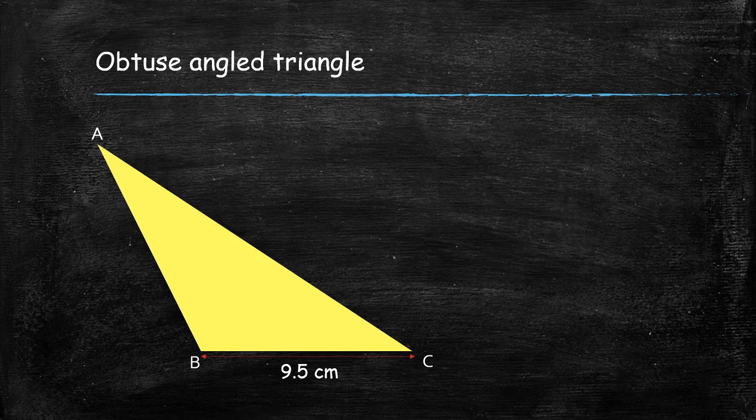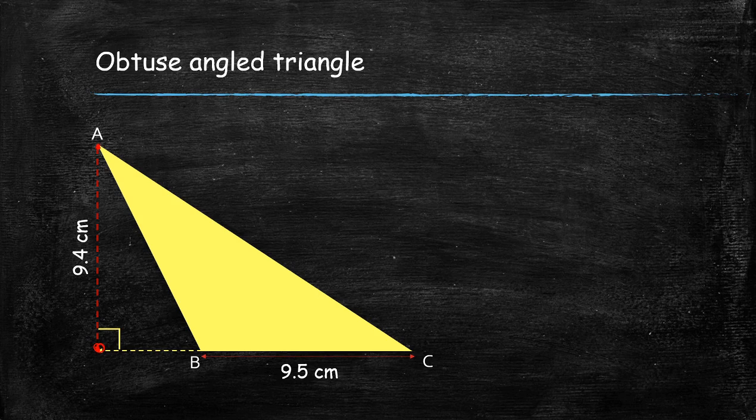So now obtuse angle triangle is a bit tricky, but if you practice it is very easy. BC is a base, 9.5 centimeter. Now we will extend BC. After extending BC, we draw the height which is perpendicular to BC. So very important, we draw from point A till the extended line of BC, it should be perpendicular, and we measure the length, we get 9.4 centimeter.